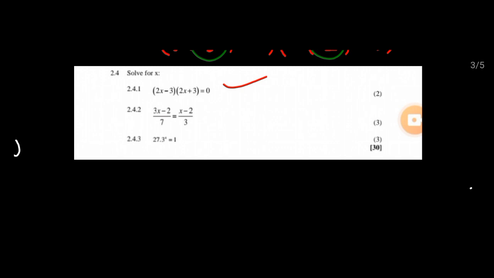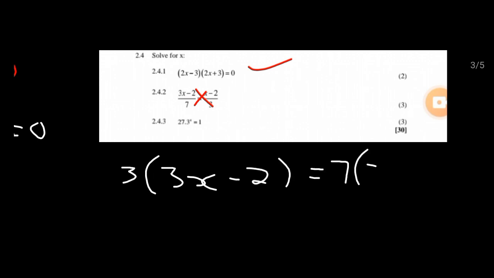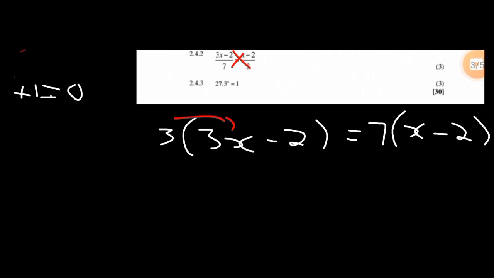So this one we're just going to straight-on cross multiply. We cross multiply these numbers, and then you have 3 multiplied by 3x minus 2, equal to 7 multiplied by x minus 2. Then we distribute the brackets.